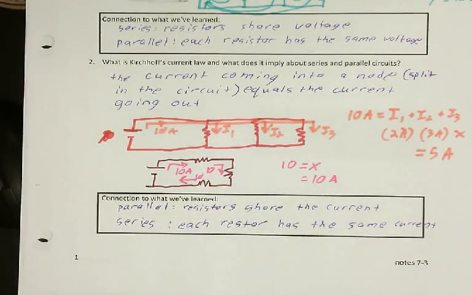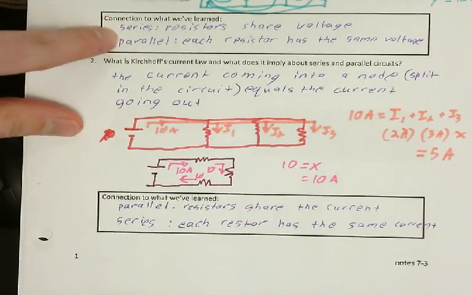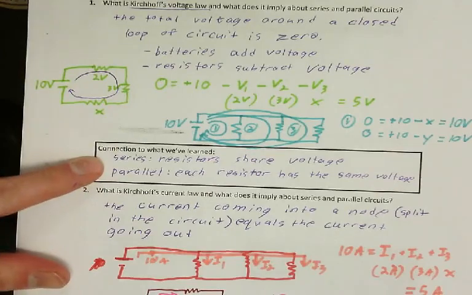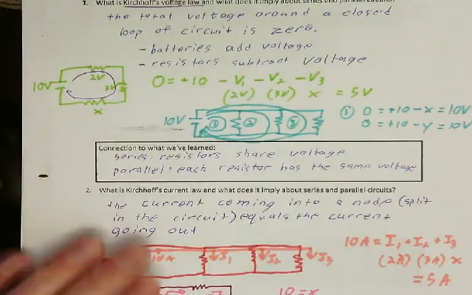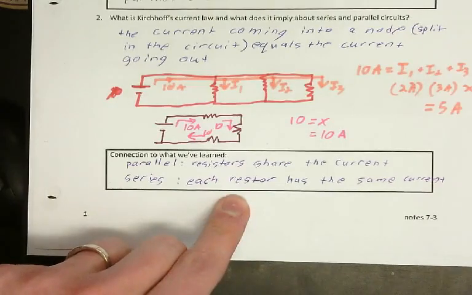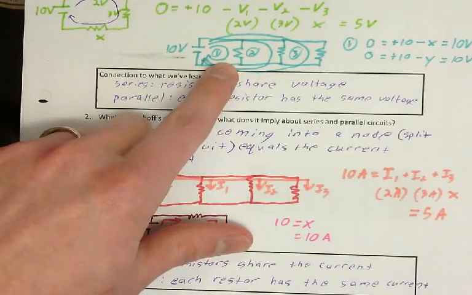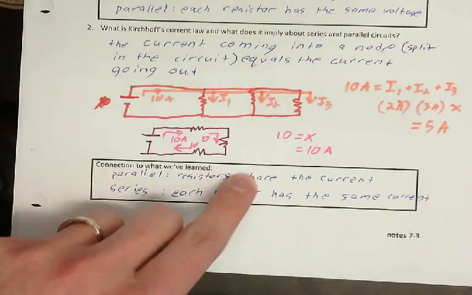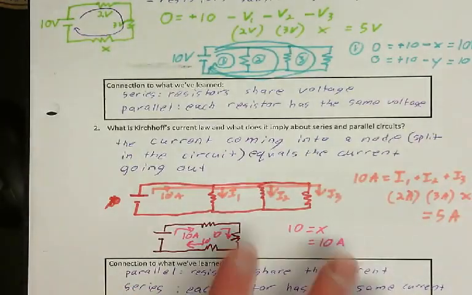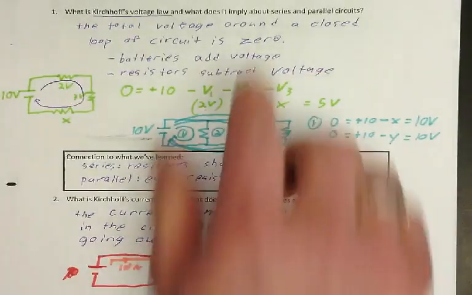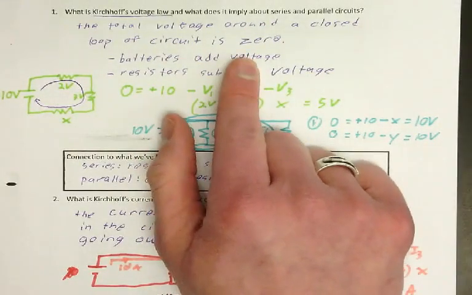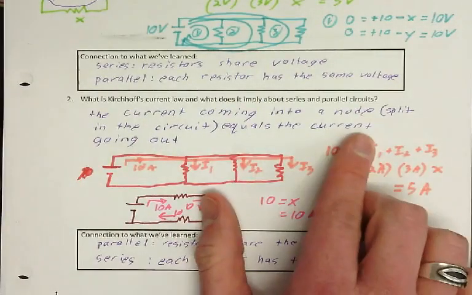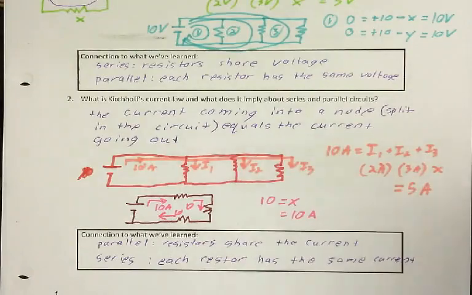So, Kirchhoff's laws are kind of tricky to grasp at first, but they aren't very complicated in their simplest forms. The simplest form is, if you have a series resistor, then it's going to have a share of the voltage, but it'll have the same current. If you have a parallel circuit, the resistors will all have the same voltage, but they'll have a share of the current. That's what Kirchhoff's voltage law and Kirchhoff's current law say, basically. So the actual laws themselves: total voltage around a closed loop is zero. That's Kirchhoff's voltage law. Current law: current coming into a node equals the current going out. So that's the laws there.